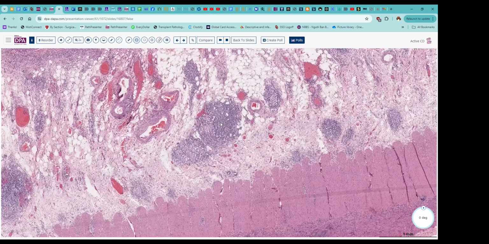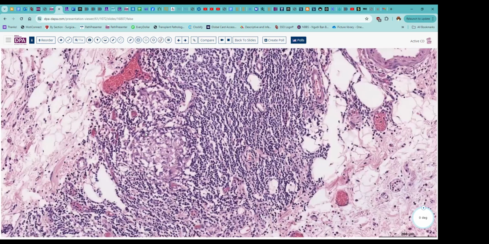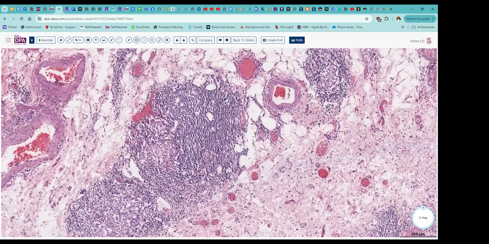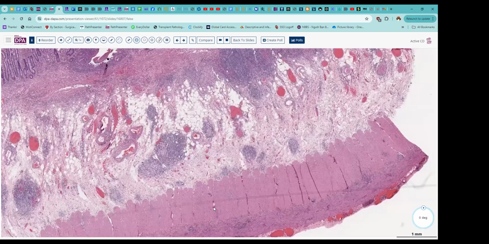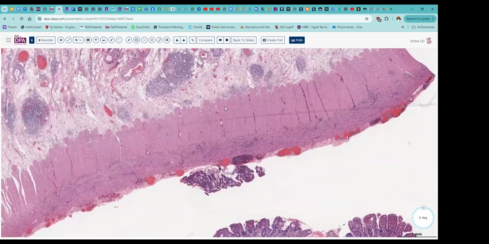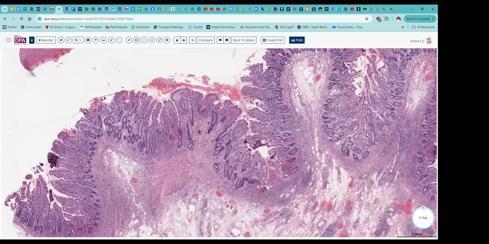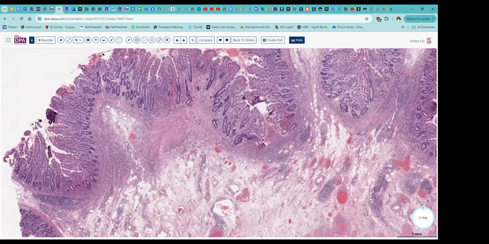Here's another area where you might say, is this a little granuloma? And sure enough, here we see the presence of a little granuloma. Now, while that's not totally specific for Crohn's disease, it is helpful in terms of making the predilection towards Crohn's disease to find areas of granulomatous inflammation.